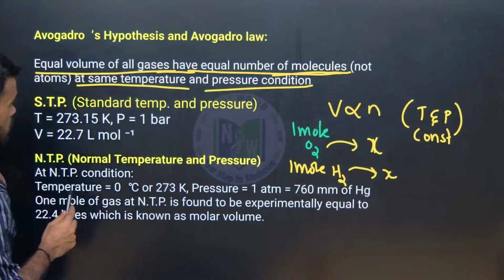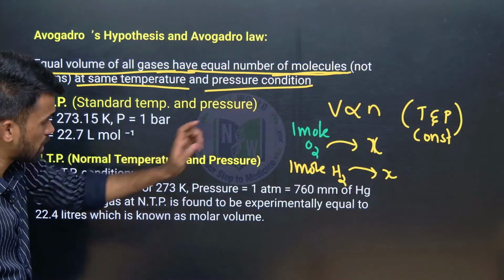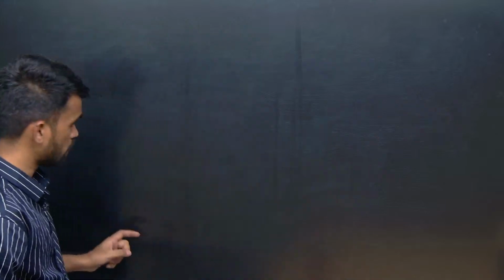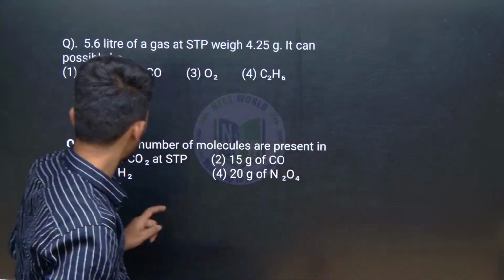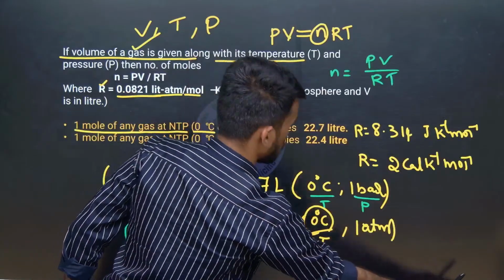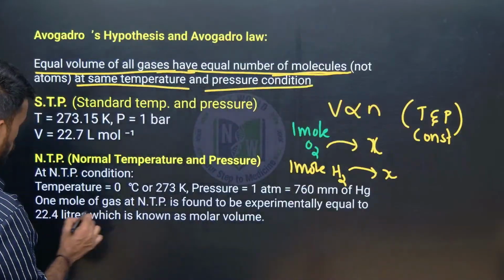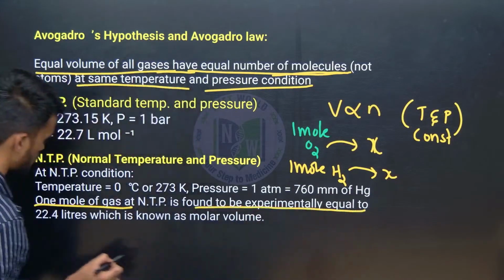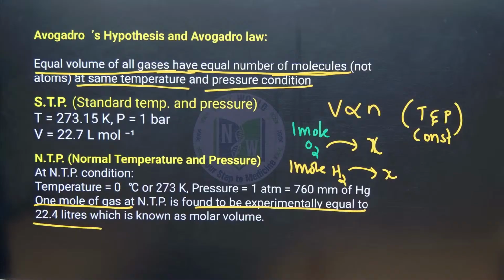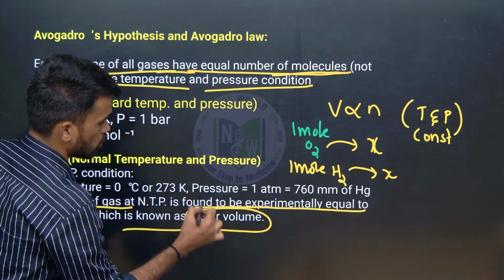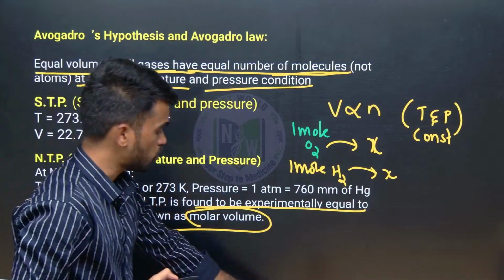So from this only we got the final explanation. It is found that 1 mole of gas at STP is experimentally equal to 22.4 liters, which is known as molar volume. So now we got one more relation.